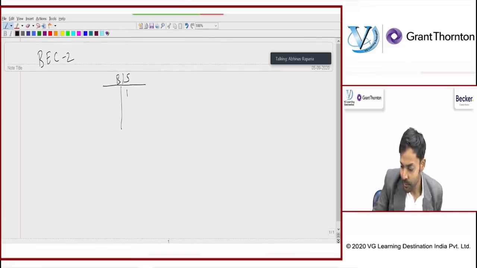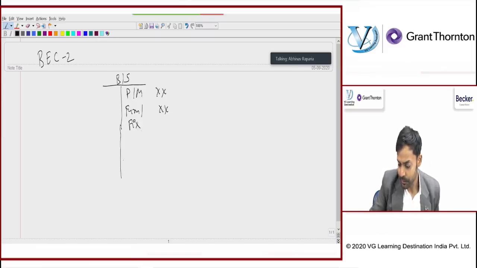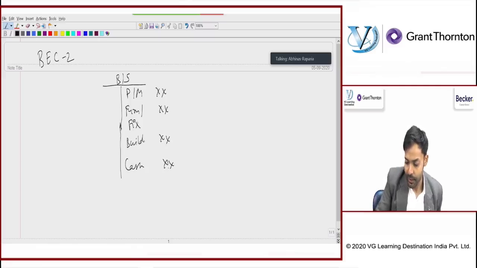So how will it come? It's going to be plant and machinery. It's going to be furniture and fixtures, whatever you are keeping in your offices, showroom. Then you have a building, some cash, and how are you actually funding it? It's from your equity share capital. In case you are raising some preference share capital, in case you are raising some debt, the bank loan.